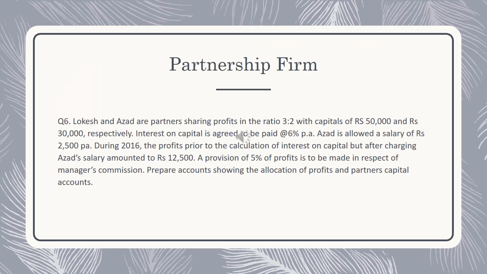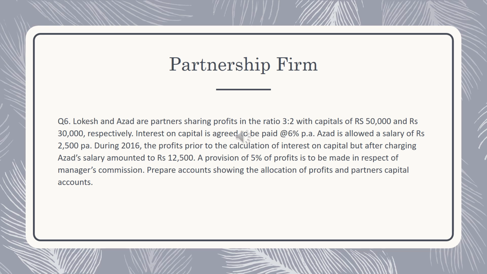Let's read the question carefully and try to understand what the question is asking. Lokesh and Azad are partners sharing profit in the ratio 3 is to 2 with capitals of rupees 50,000 and rupees 30,000 respectively. So capital of Lokesh is 50,000 and capital of Azad is 30,000, and they are sharing their profit in the ratio 3 is to 2. Interest on capital is agreed to be paid at 6% per annum. So interest on capital will be paid to both of them, and that will be 6% of their capital amount contributed. Azad is allowed a salary of rupees 2,500 per annum.